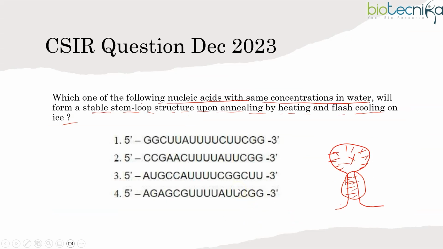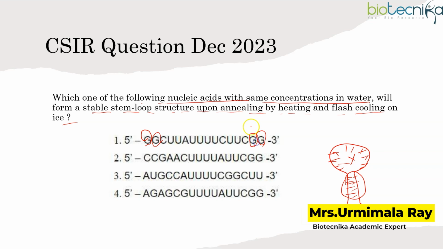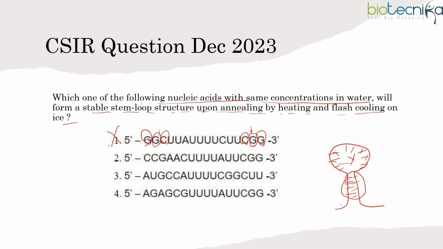So if we look at the first sequence, the G in the first base and the last base, which is also G, cannot pair up. Then G in the second base and G in the second last base also cannot pair up, and C and C cannot pair up. So 1 cannot be the answer, right? Same with the fourth sequence. If you see A and G, they will not pair up because both are purines. Then G and G will not pair up, A and C. Like that, bases from 5' and 3' do not pair up to form a stem loop structure.